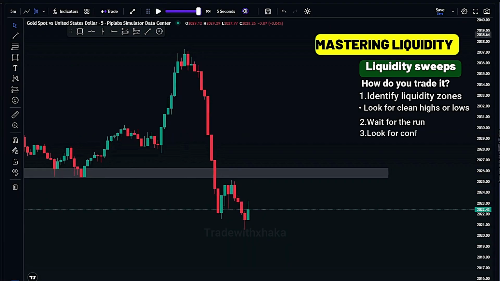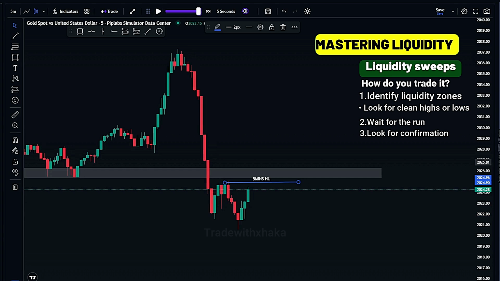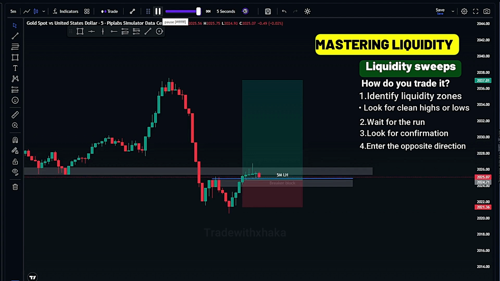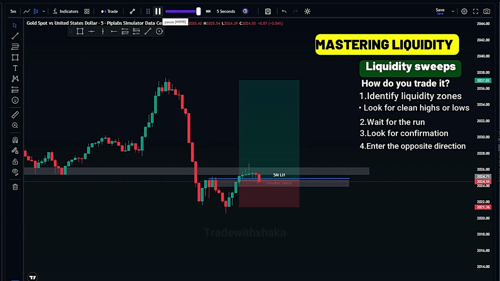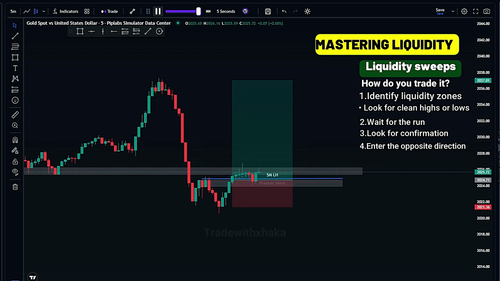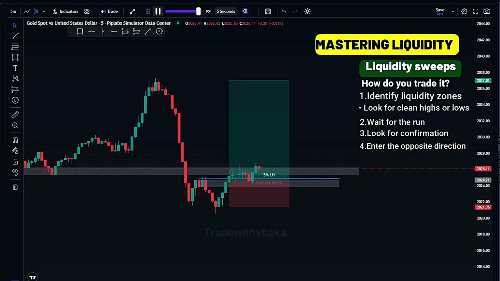Three, look for confirmation: a strong rejection candle, break of structure, or shift in market structure, any type of entry. We're not going into that, we're just listing how to do it. Entry on reversal with proper risk management, of course. You are basically doing the opposite of what trap traders are doing. You are trading after the liquidity is taken, not before.